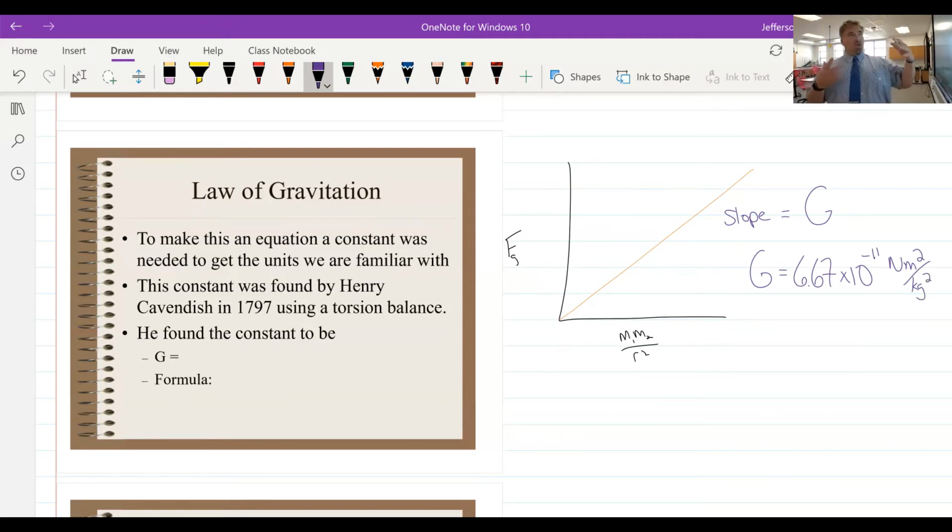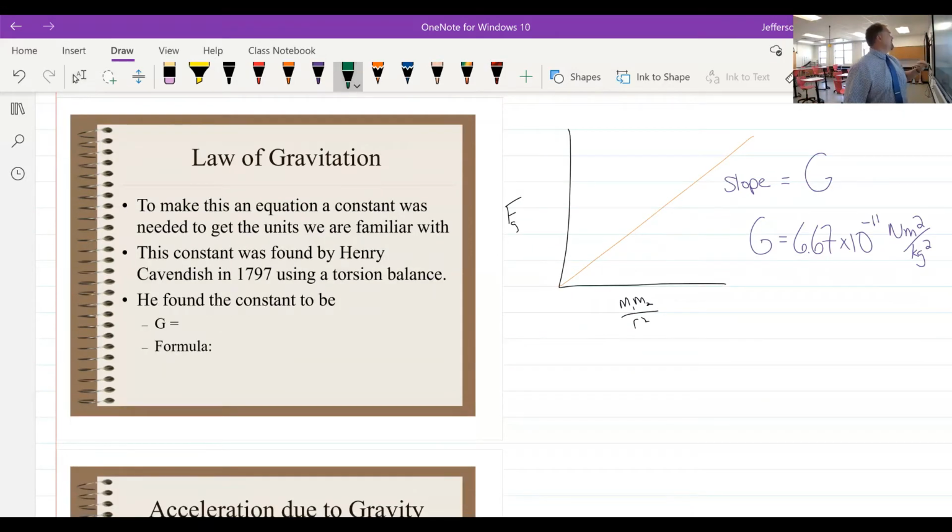And so when he found this out, this became that constant in order to figure out, so we could now create a formula. And that formula becomes the force due to gravity is equal to big G times M1 times M2 all over R squared.